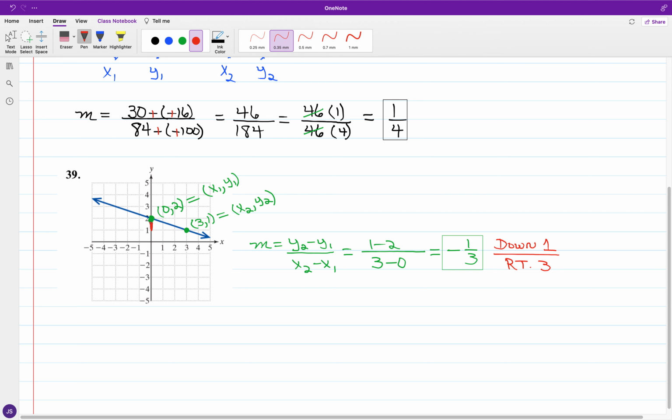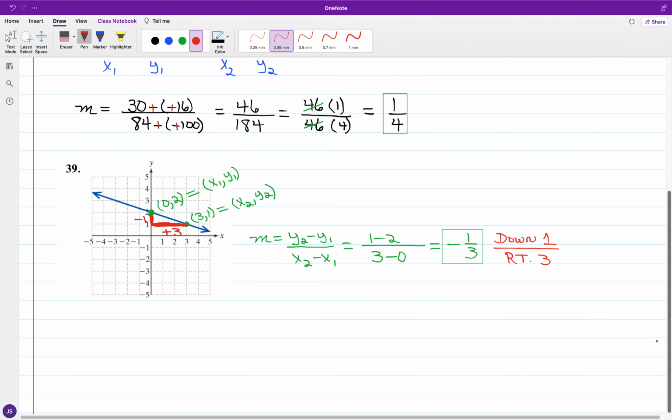So over here we're dropping 1 unit and shifting over to the right 3 units. And to stay on this line, you have a pattern almost like a staircase, where each step doesn't have that much depth to it, but you go down 1 and shift over to the right 3 units. So down 1, to the right 3 enables the continuation on this line. So for 39, we have the slope at negative 1/3.